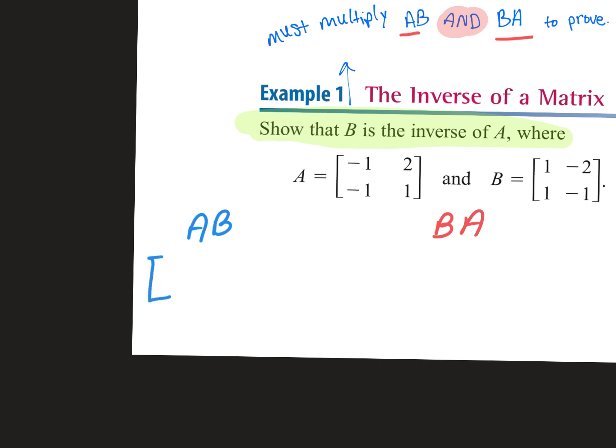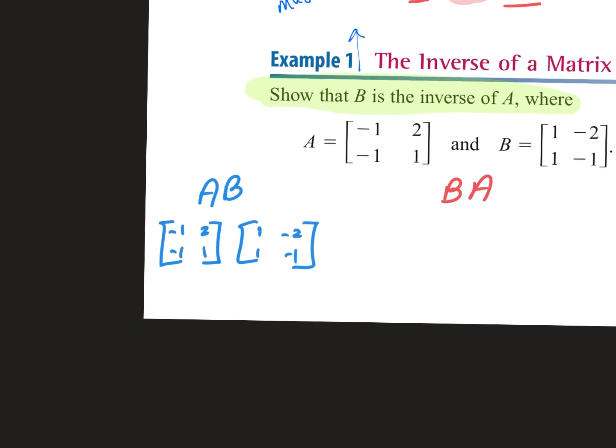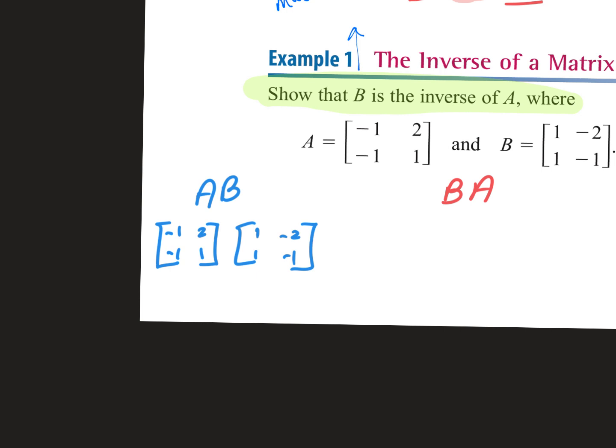So I'm going to write out my A and my B. A is -1, -1, 2, and 1. And B is 1, 1, -2, -1. When we multiply, this is a 2x2 and a 2x2, so my answer is going to be a 2x2. This circle right here is row 1 times column 1. So -1 times 1 is -1, and 2 times 1 is 2. So -1 plus 2 is 1.